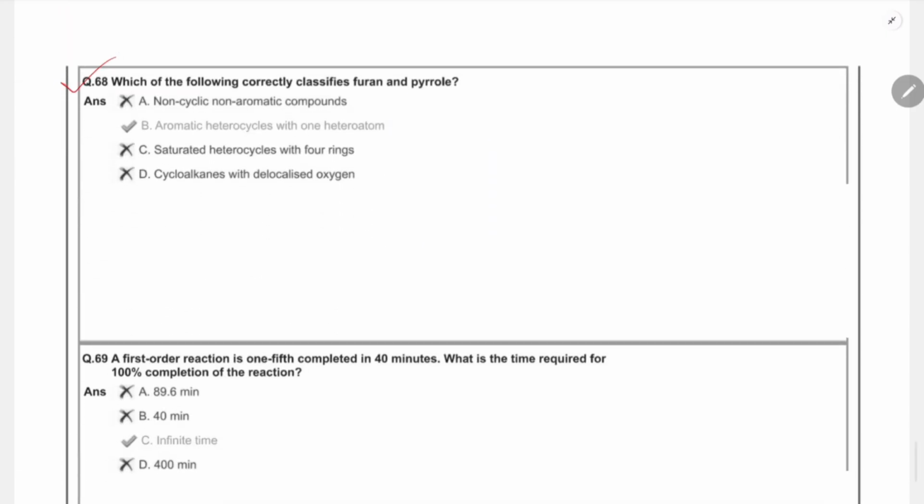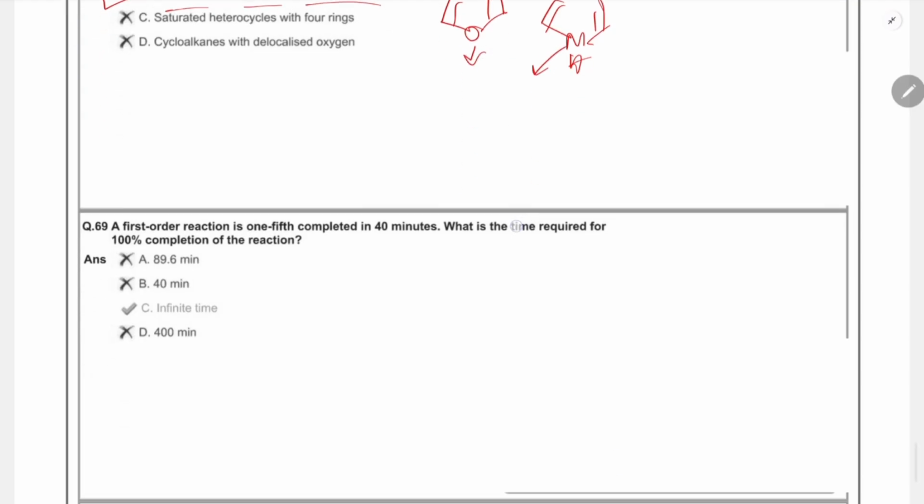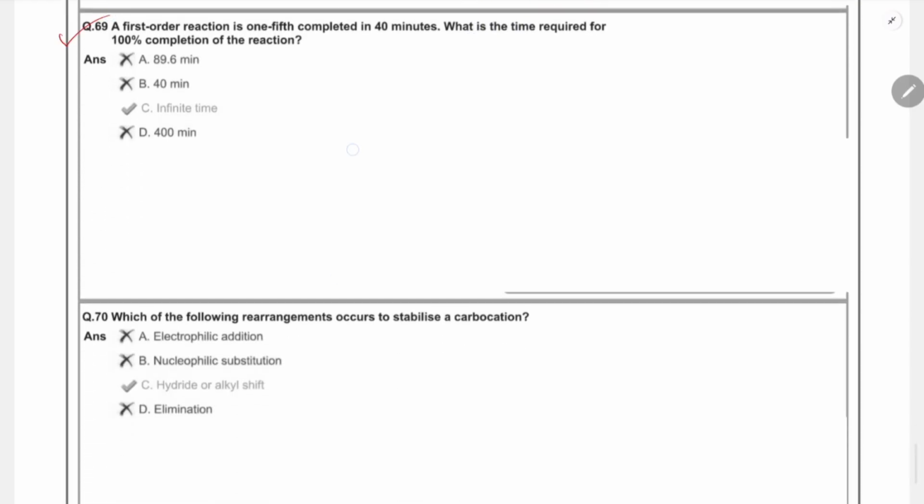In the question 68, which of the following correctly classifies furan and pyrrole? This is furan, this is pyrrole. Non-cyclic, no. Aromatic heterocycle with one heteroatom, that is true. This is a heteroatom, this is a heteroatom, and they are aromatic heterocycles. Option B is correct.